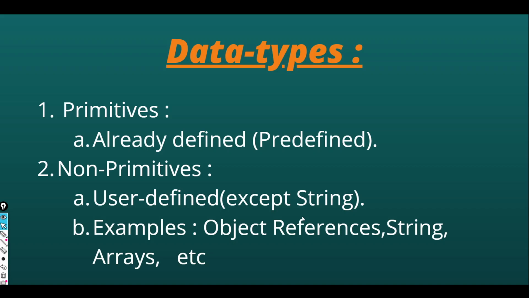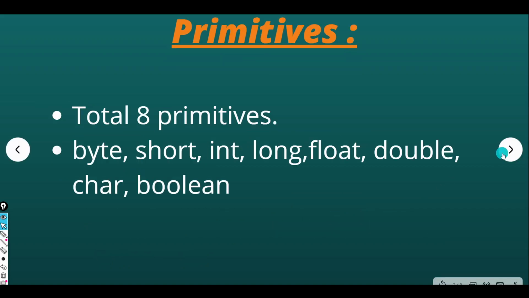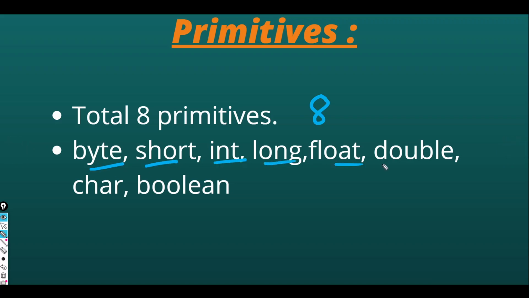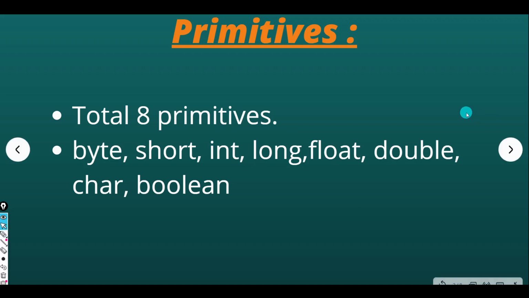In the next slide it says that there are a total of 8 primitives. They are byte, short, int, long, float, double, char and boolean. Now the question is what is the difference between all of them, what are the use cases, and when do we use each one of them. We'll see when we use them and what the difference is. As I said, they are broadly classified into 4 types.